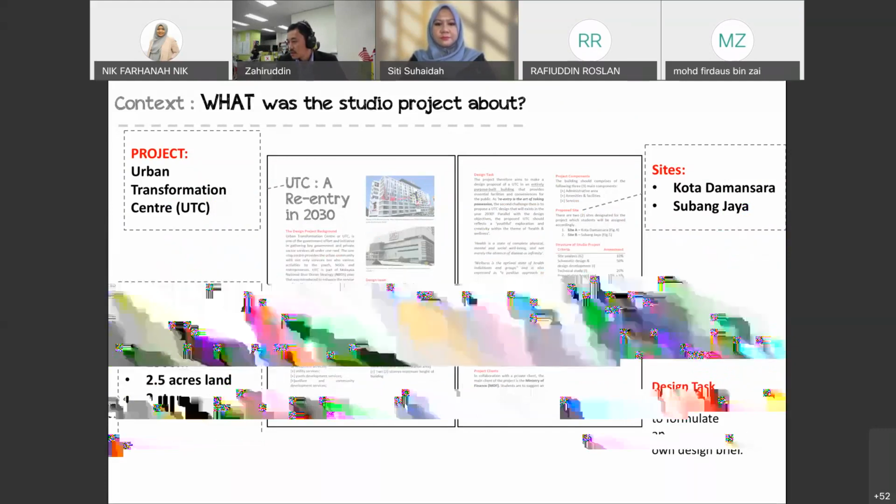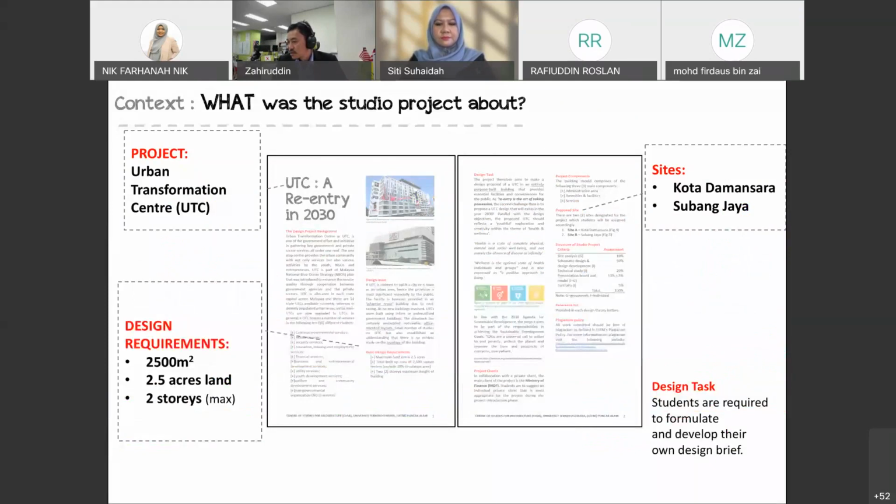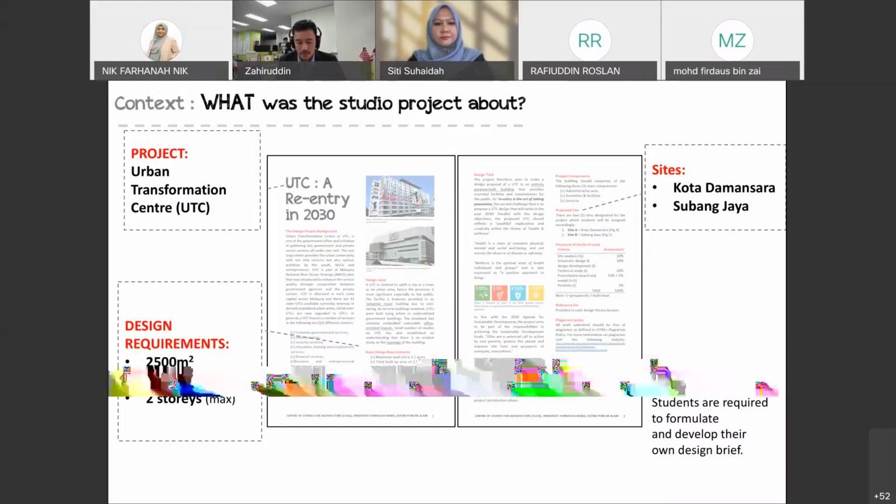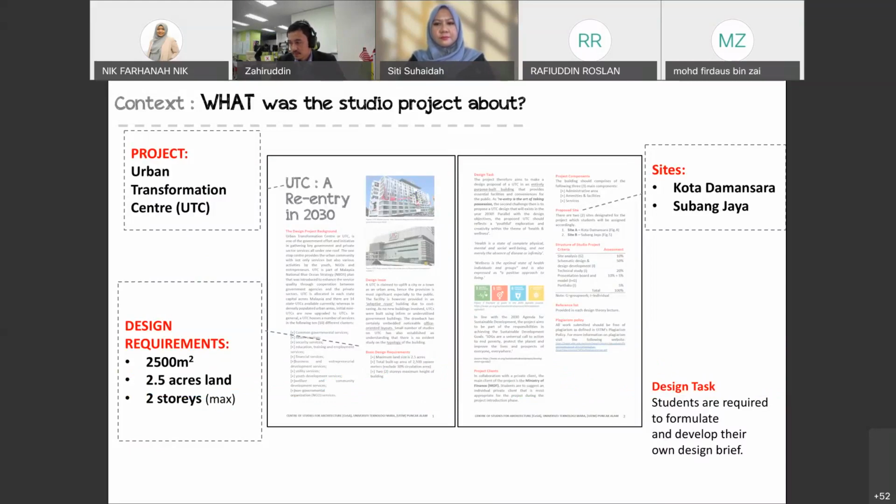We gave very basic design requirements last semester. The built-up area for the UTC is about 2,500 square meters, the land acreage is about 2.5, and they have to go a maximum of 2 stories only. Nothing lower, nothing more, just 2 stories, for consistency across the whole studio. Because there were 84 students, we divided them into 2 sites, Kota Damansara and Subang Jaya. The reason is that we wanted the students to have almost an apple to apple comparison between these 2 different areas.